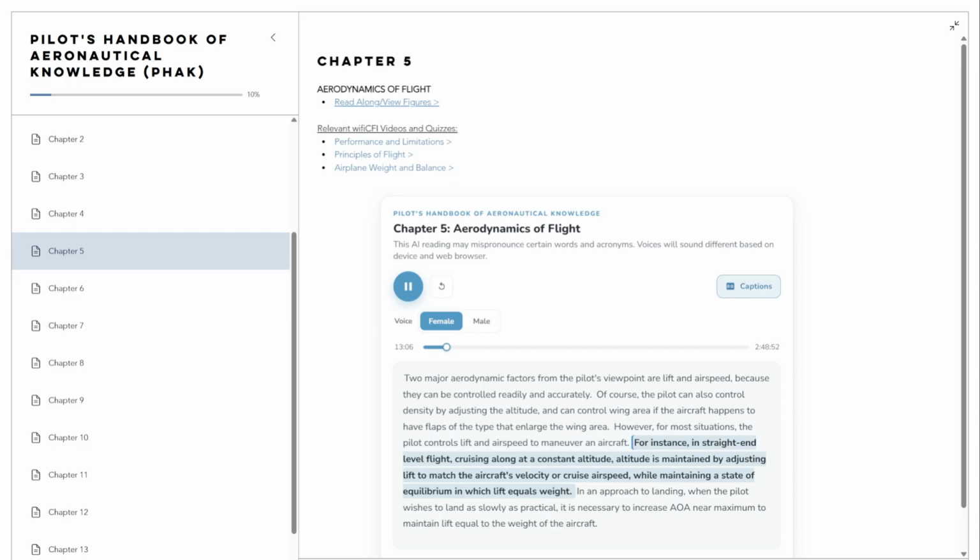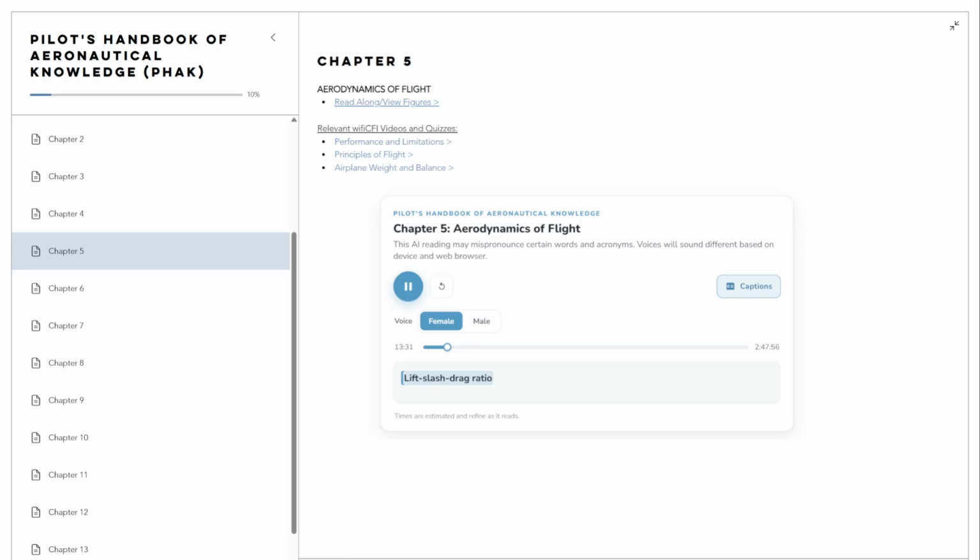For instance, in straight and level flight, cruising along at a constant altitude, altitude is maintained by adjusting lift to match the aircraft's velocity or cruise airspeed, while maintaining a state of equilibrium in which lift equals weight. In an approach to landing, when the pilot wishes to land as slowly as practical, it is necessary to increase AOA near maximum to maintain lift equal to the weight of the aircraft.